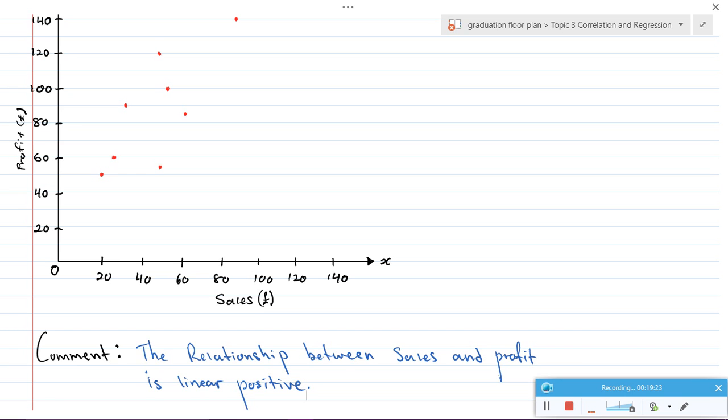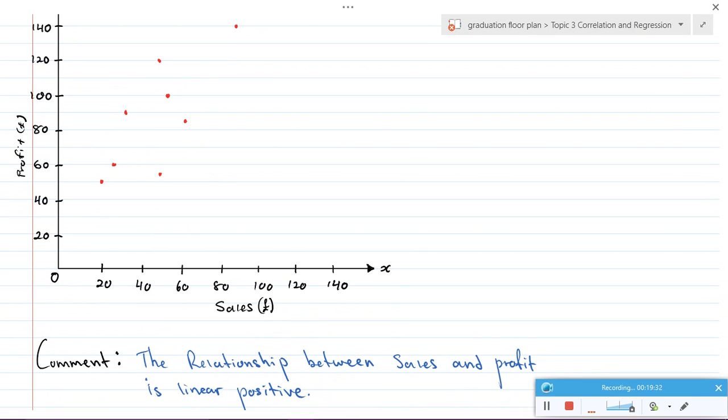Okay. So this is a scatter graph, but don't ever forget, you don't do it like the school graph. Then connect all the points.